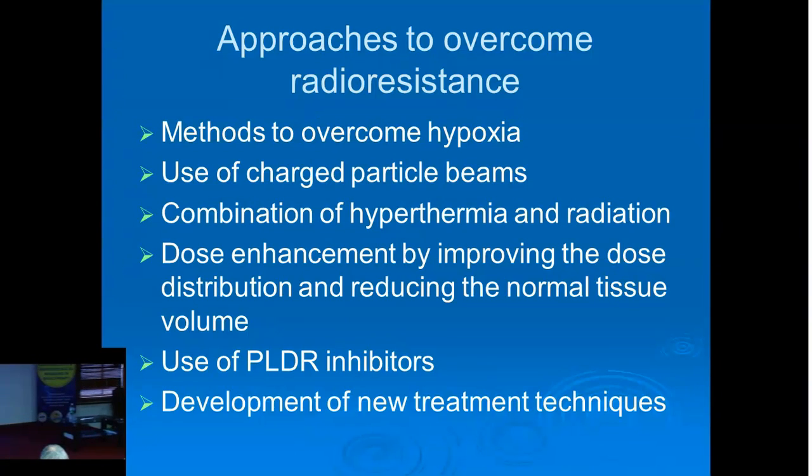And dose enhancement by improving the dose distribution and reducing the normal tissue volume. Nowadays there are so many physical techniques. Actually physics has come to the help. IMRT and so many other conformal types of treatments are available which can boost the tumor dose and reduce the normal tissue dose. And use of chemical inhibitors of PLDR. There are a number of them available now. And development of new treatment techniques. Okay, we will go to the next one.